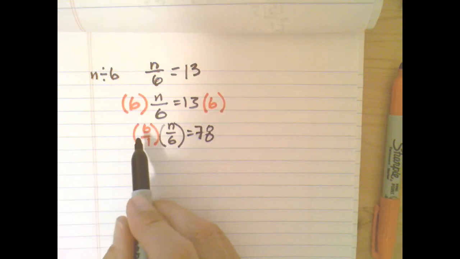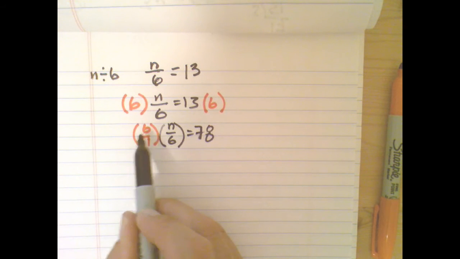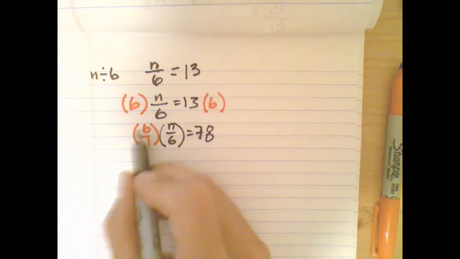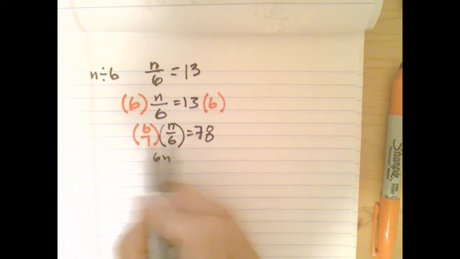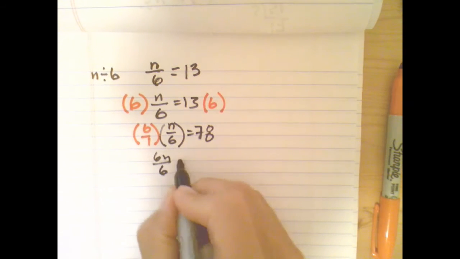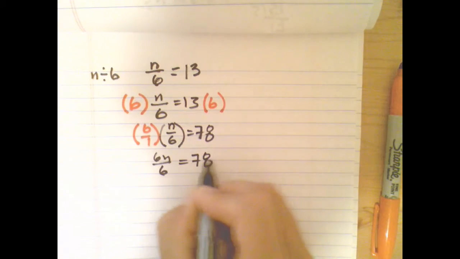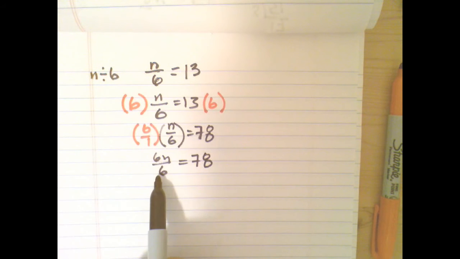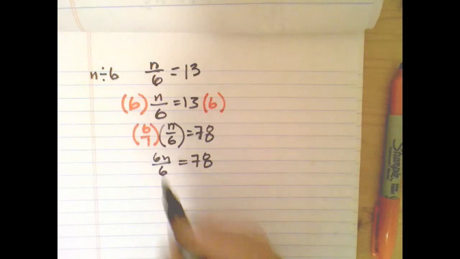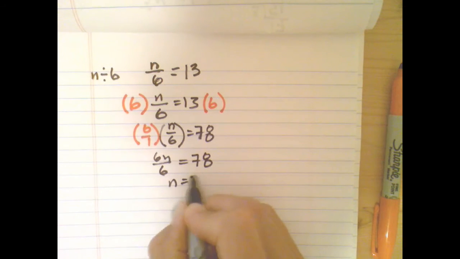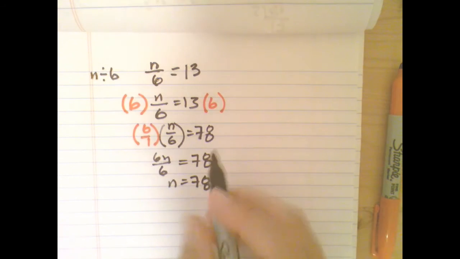If I do my multiplication of fractions, I multiply tops together. So 6 times n is 6n. 1 times 6 is 6 equals 78. I have the same thing top and bottom. That is, I have 6 divided by 6. And 6 divided by 6 is 1. And 1 times n is n. So my solution is n equals 78.